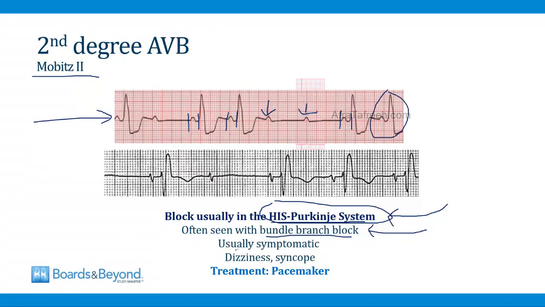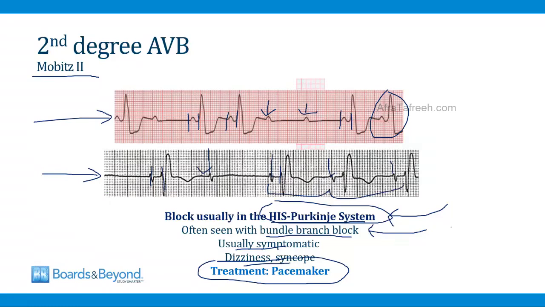Mobitz type 2 is often symptomatic. These patients often have dizziness or syncope, and in many cases it requires treatment with a pacemaker. And there's a second example of Mobitz type 2 on the screen here just for comparison in this gray tracing. Notice that we have a conducted P wave here, a non-conducted one here, and then several other conducted P waves. We do not see progressive prolongation of the PR interval as we look from one P wave to the next.